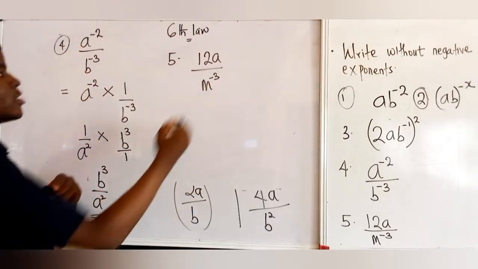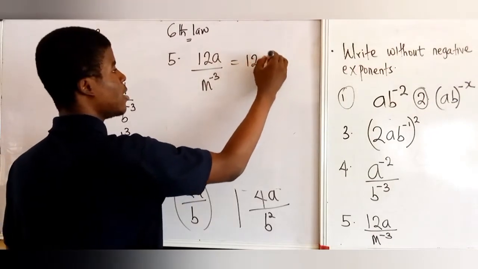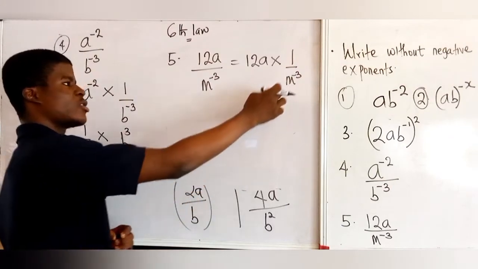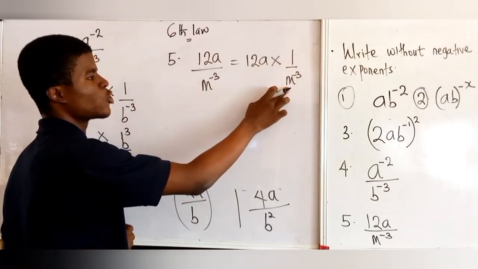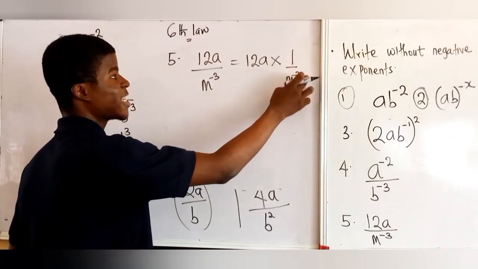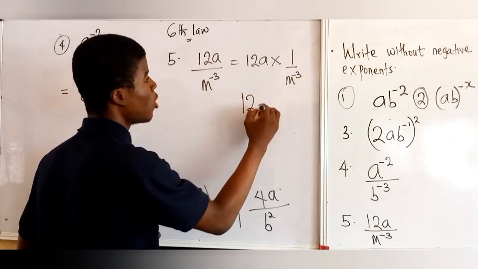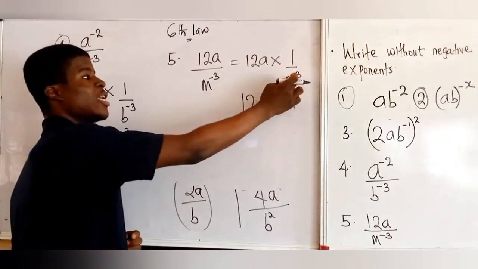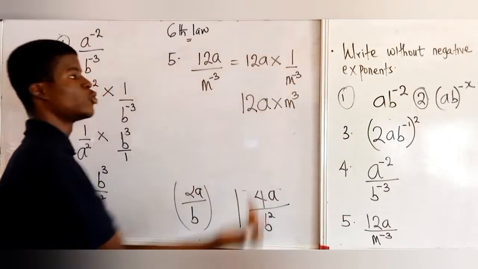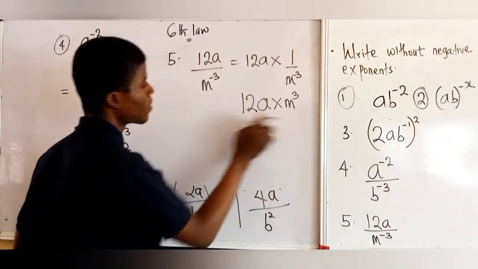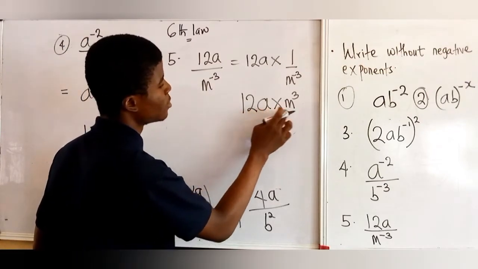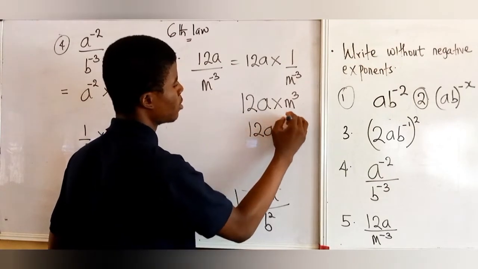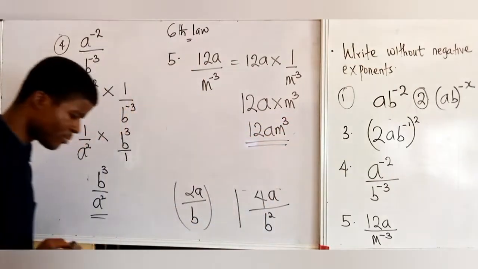Like what I did here, this is equal to 12a times 1 over n to the power of minus 3. And this minus 3 will disappear. N turns to a positive exponent when this becomes 12a times n cubed. So the minus 3 will disappear and the reciprocal of this will be taken. So I have 12a times n cubed. That is actually 12a n cubed. So this is what I have.